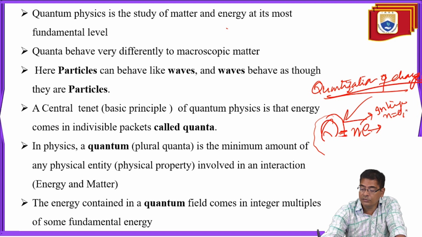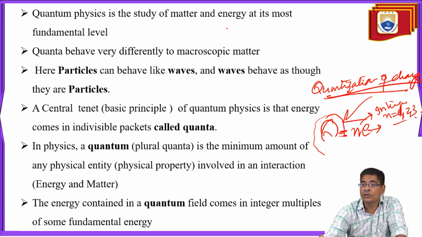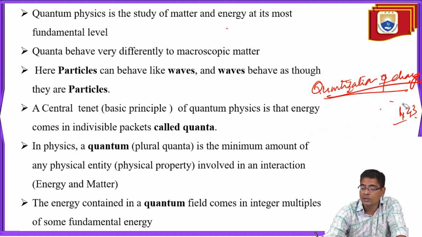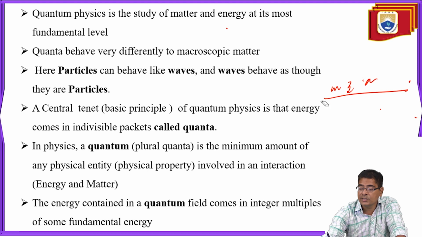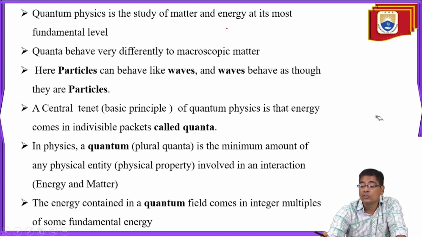n goes from 0, 1, 2, 3 and so on. So Q equals Ne. That is what we speak about as the quantization of charge. When we speak about the quantization of charge, we also need to speak about the quantization of energy. So energy is quantized. How is the energy quantized?